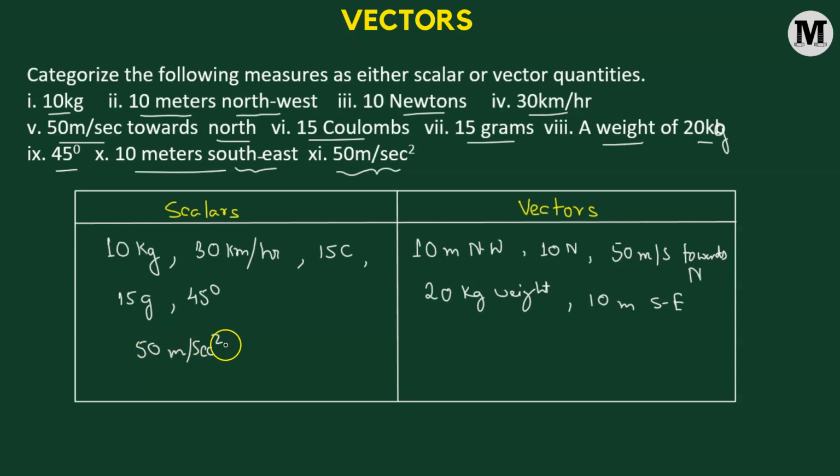That means this is the magnitude. We have to be very specific here. This is the magnitude of acceleration that we are considering here. However, we have to be very careful: although the direction is not mentioned here, when the direction gets mentioned, we will be categorizing it as a vector. So because of incomplete information, we are categorizing it under scalar quantities.